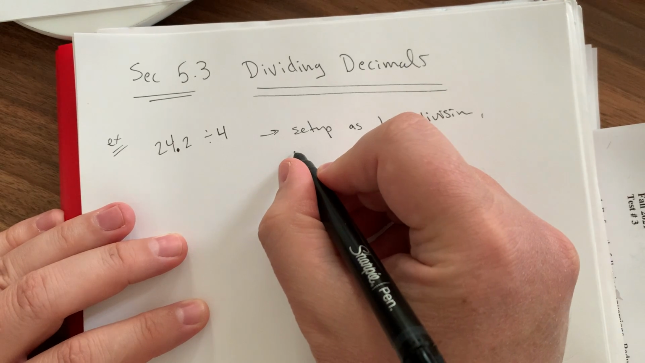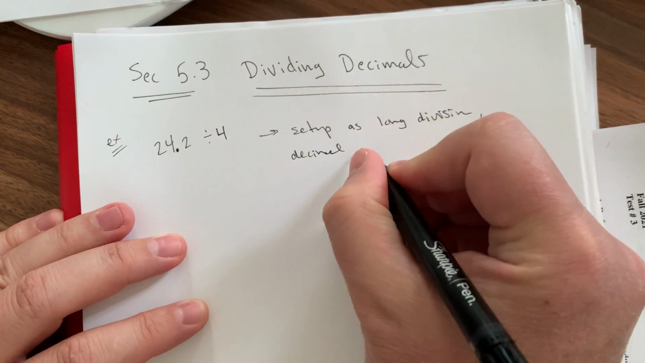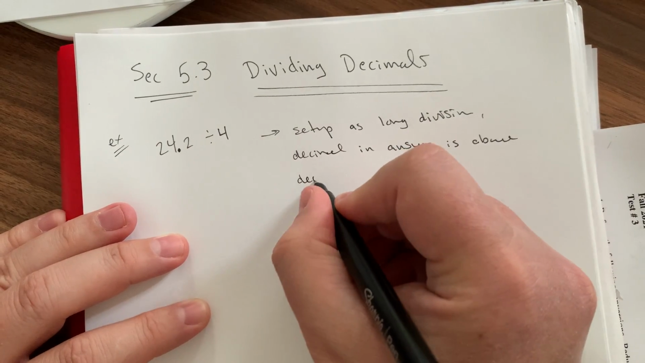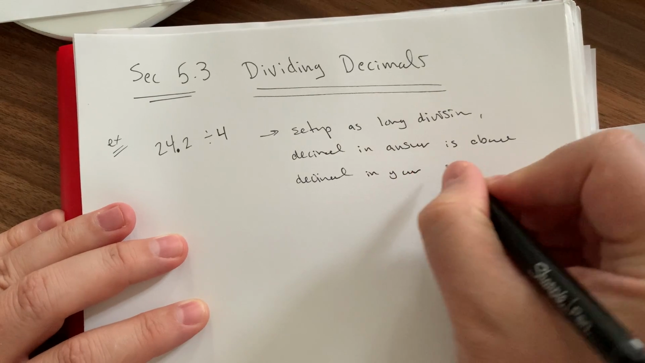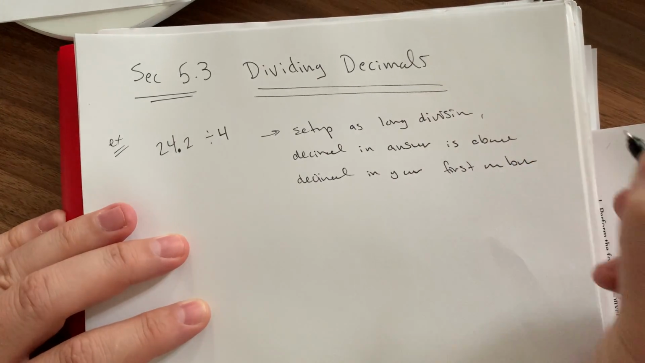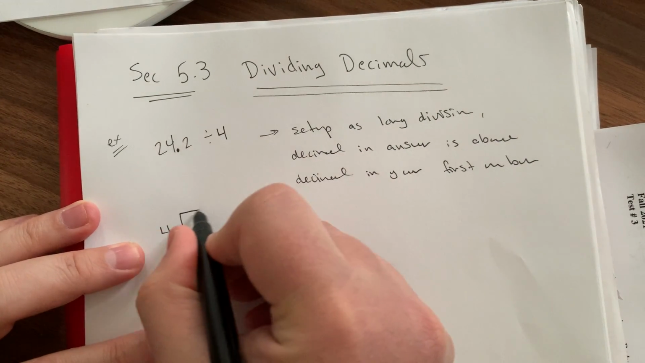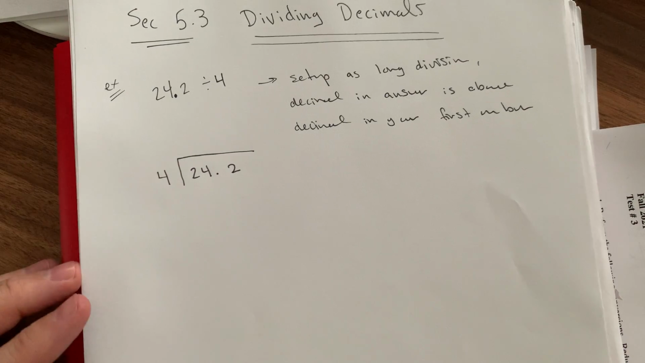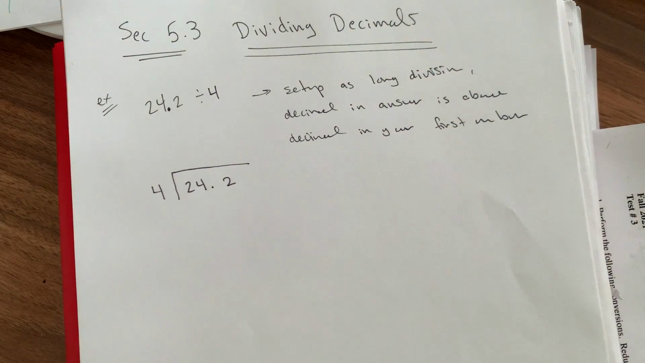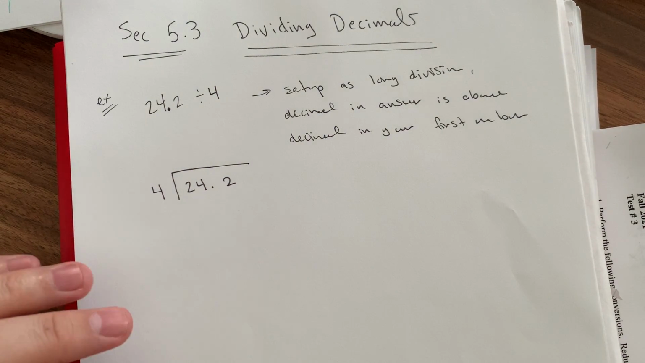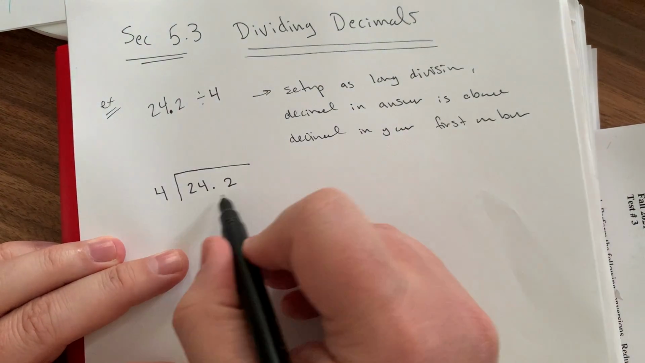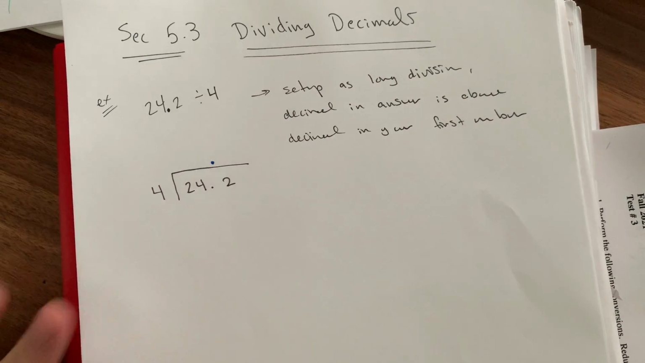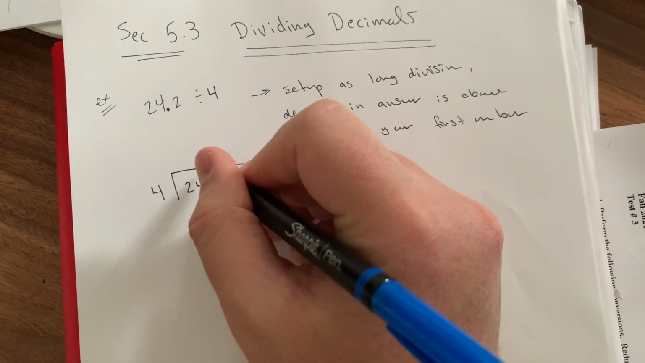So set up as long division, and the decimal in the answer is above the decimal in your first number. So this is 4 going into 24.2. By the decimal in your answer being above the decimal in your first number, I mean, the number under the division sign, what you're dividing into, has the decimal, and your answer ends up just above it. So you carry the decimal place and just carry it directly up top.